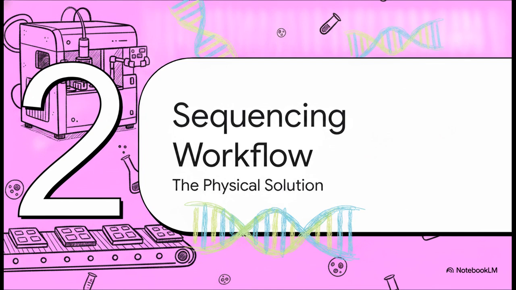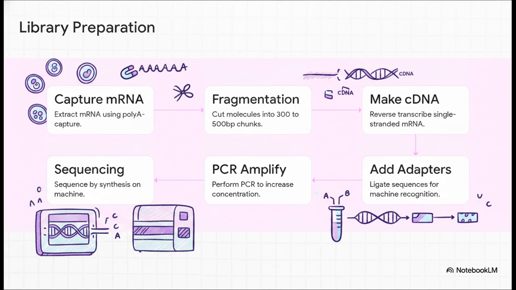Okay, moving on to Step 2, the sequencing workflow. Let's take a look at the physical solution. Let's walk through the wet lab library preparation pipeline. It's basically a microscopic assembly line. We start by collecting our biological samples and capturing that super delicate mRNA. Then we have to fragment it. Current sequencers just can't swallow whole transcripts, so we chemically or mechanically chop them down into bite-sized chunks, usually around 300 to 500 base pairs.